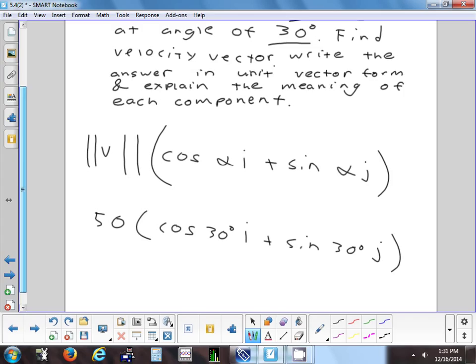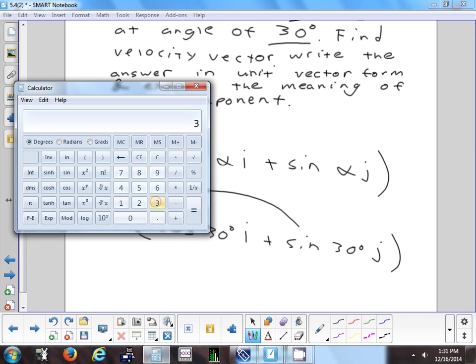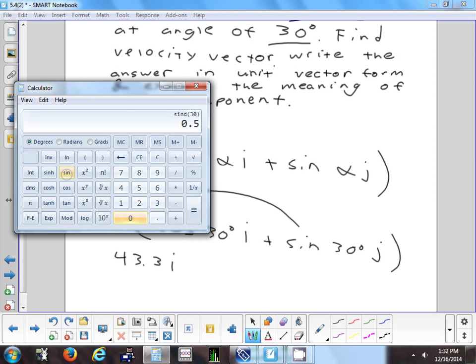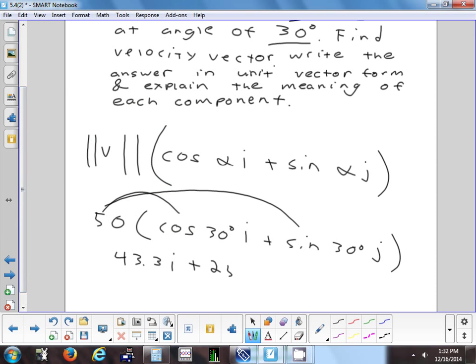See what we get. Which property do we use to simplify a number on the outside of parentheses? Yep, that's the distributive property. So let me do cosine of 30 times 50. So we get 43.3i. And now do sine of 30 times 50. So sine of 30 is a half times 50, 25. So we get plus 25j. So there's a velocity vector, and we wrote it the way they wanted, unit vector form.